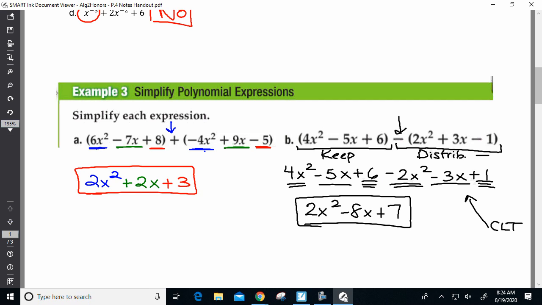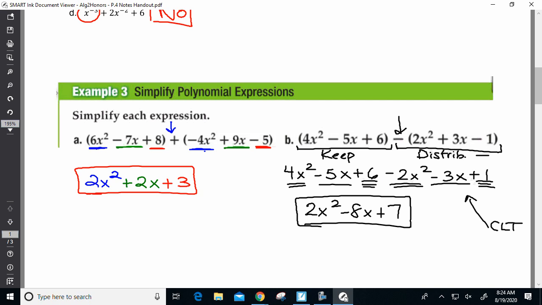Any questions with parts A or B? Any questions with A or B? We all good there? All good here? All right, looks like we're all good.